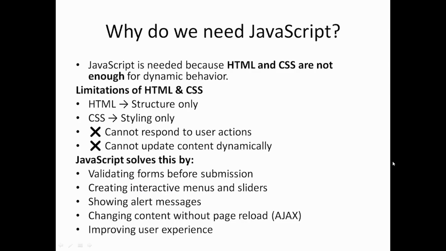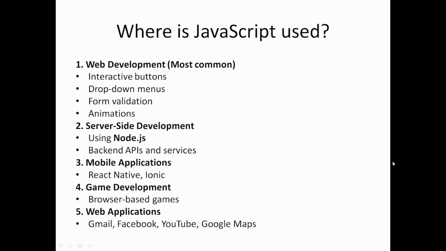JavaScript is needed because HTML and CSS are not enough for dynamic behavior. The limitations are: HTML provides only the structure of the web page, and CSS provides only styling. They cannot respond to user actions, and they cannot update content dynamically. JavaScript solves this by validating the form before submission, creating interactive menus and sliders, showing alert messages, changing content without page reload, and improving user experience. JavaScript is mainly used for web development, server-side development, mobile applications, game development, and web applications.